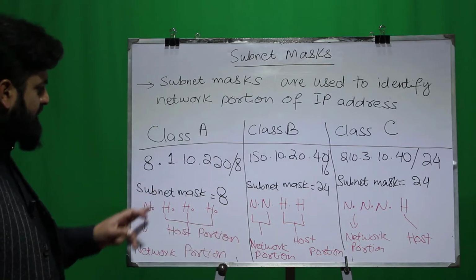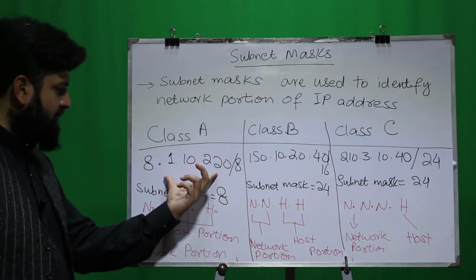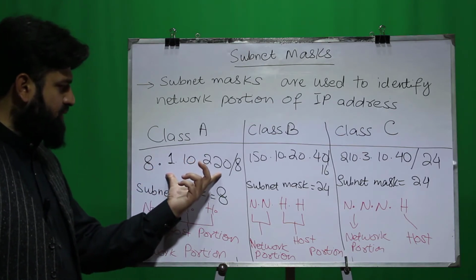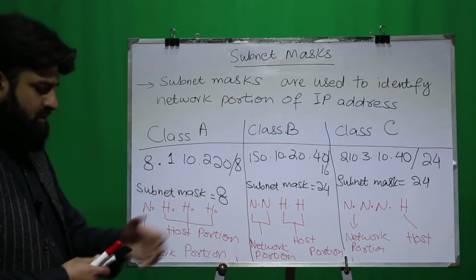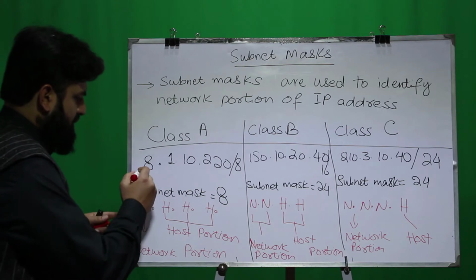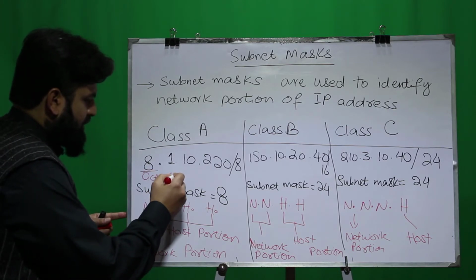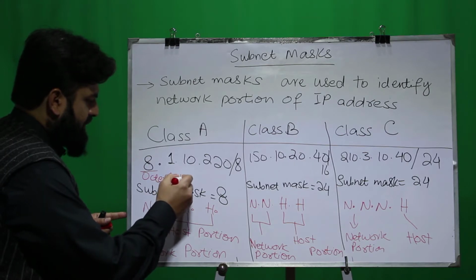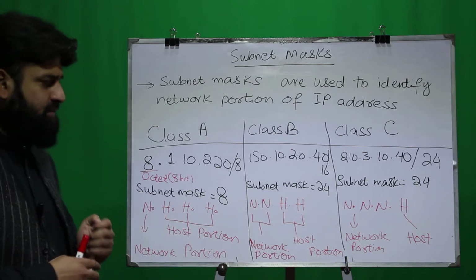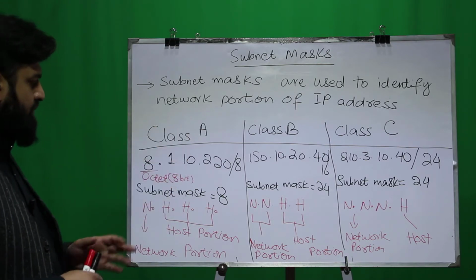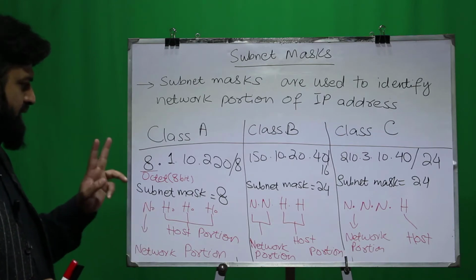And here we can see that we have four portions in an IP address. Each portion is called an octet. It is called an octet because each portion contains 8 bits. I will explain it more, but for the time being, in a class A, we have 4 octets.